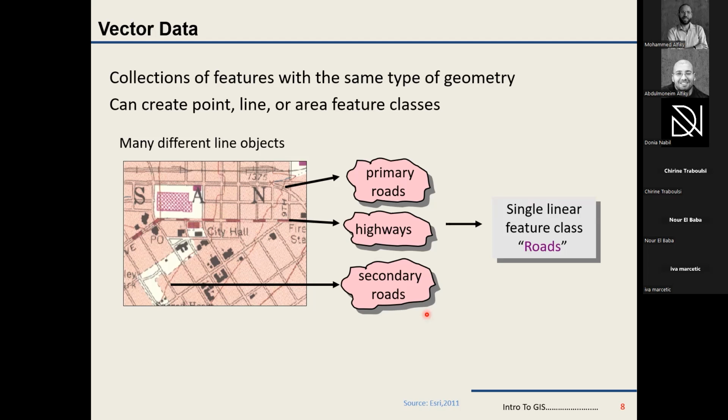So this is a form of differentiation that we have to have for our feature classes. The feature class must have the same subject. The elements inside of it must have the same data.